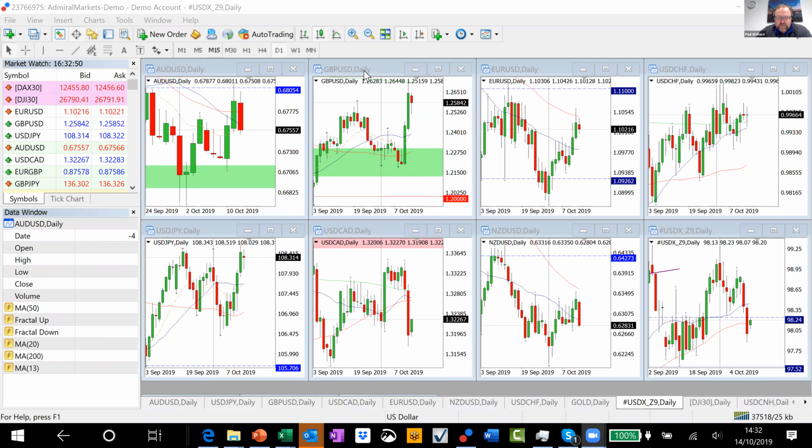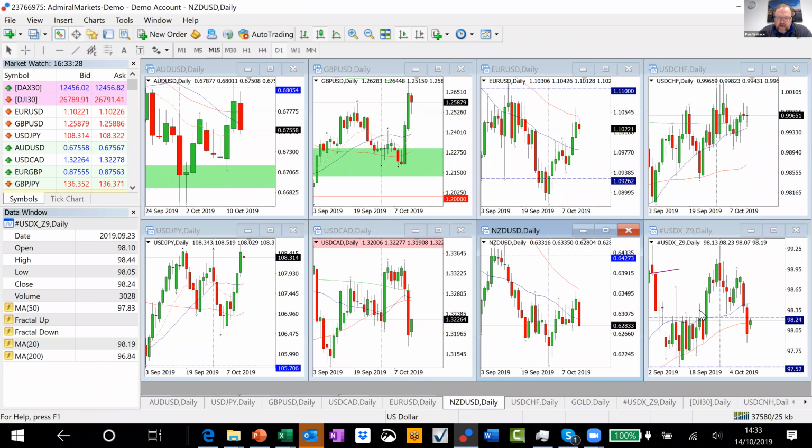So what I've got here is my dollar profile. We're going to focus on the dollar on the daily chart. For those of you who haven't joined me for sessions before, I have profiles on MT4 set up for each of the major currencies, along with their major trading pairs. So here for the US dollar, I've got Aussie dollar on the daily, pound dollar, euro dollar, dollar Swiss franc, dollar yen, dollar CAD, Kiwi dollar, and at the bottom right is the actual dollar index itself.